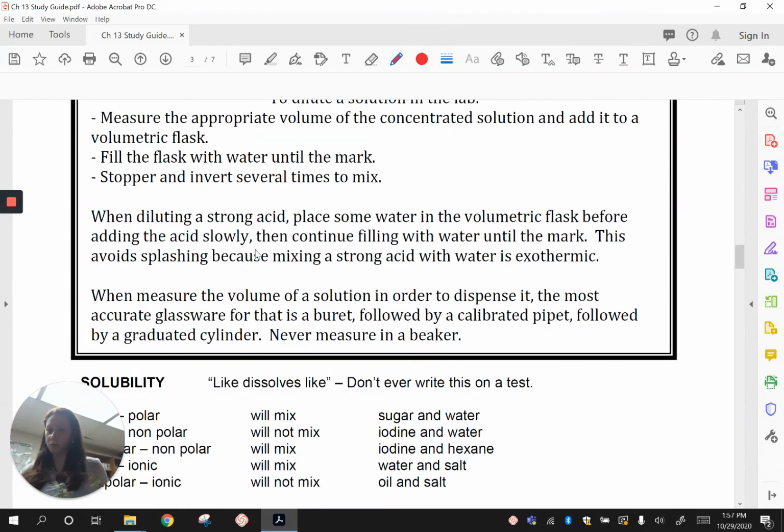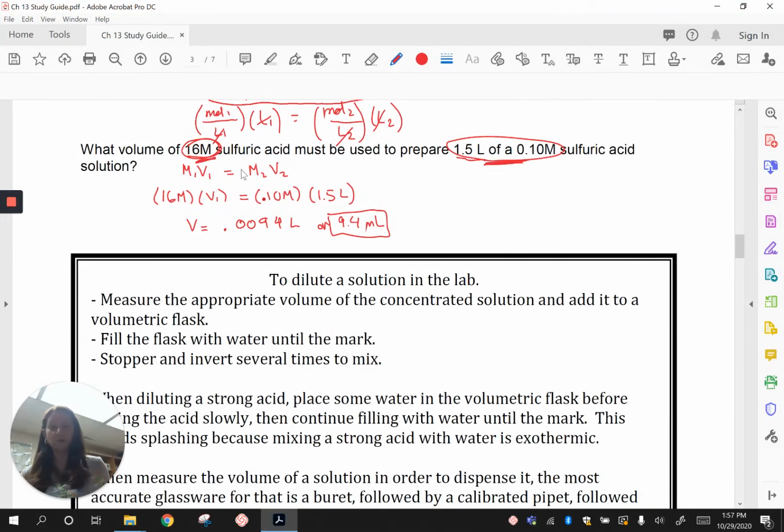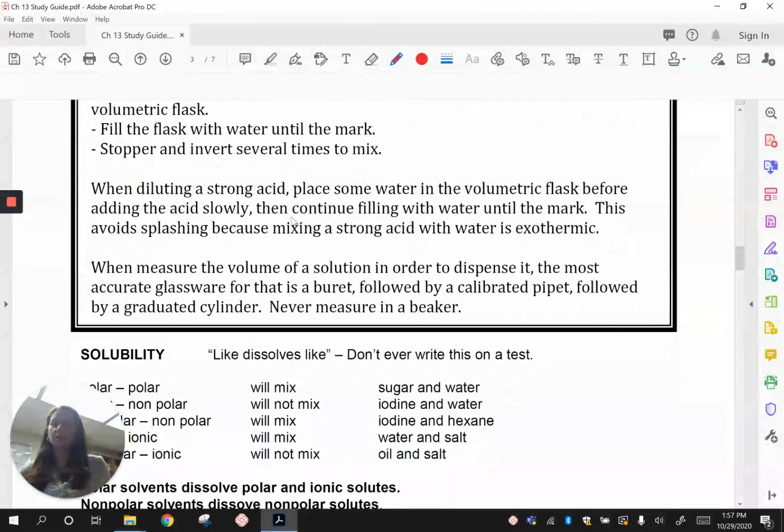Now here's a little note that's relevant to this problem, because sulfuric acid is a pretty strong acid and 16 molar is really concentrated. So it's telling you here, when you are diluting a strong acid, and this only applies if it's a strong acid, you always add the acid to the water, never the other way around. Otherwise it's going to splash. So when we say you're going to put your concentrated stuff and add water, that would splash. So you have to be careful when you are diluting a really strong acid. Add some water first, just a little bit of water, then add your acid, and then add more water until the mark. So that's what this is saying here.